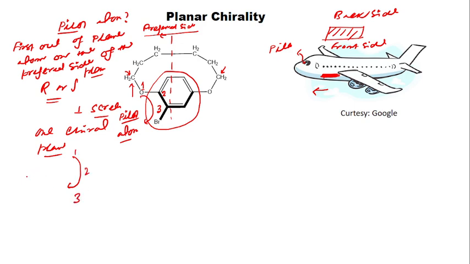So this is clockwise. Clockwise means this is R, and P. P means it's planar chirality. So first we look at the pilot atom. Then, if the pilot atom is 1, the next element to the pilot atom is by default 2, then it is 3.